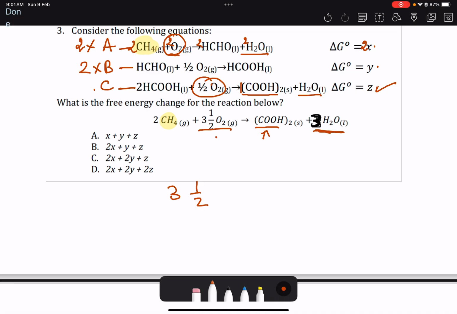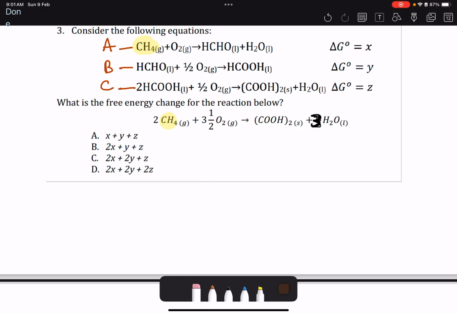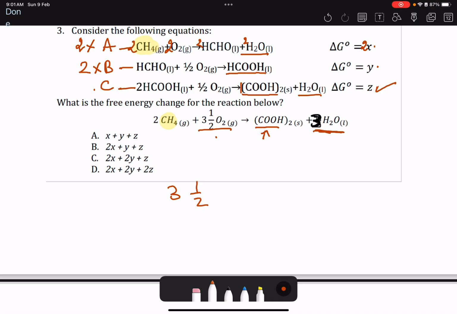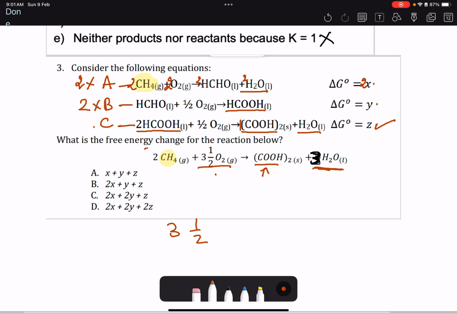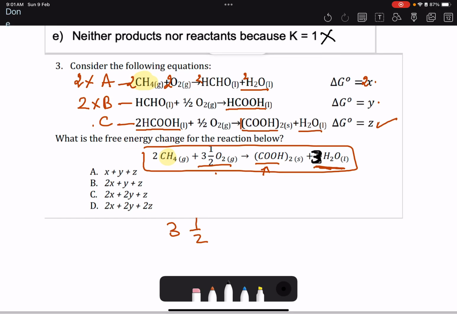Therefore, I need to multiply B by 2. Or you can think about it in a different way. You can look here and see that I have HCOOH and I have 2 HCOOH. And in the given equation, I shouldn't have this one, formic acid, HCOOH. So I need to cancel this one. So we need to multiply equation B by 2 in order to cancel this substance. So 2, and that is now 1, and here is 2. So these are cancelled. And the equation is going to be 2y.